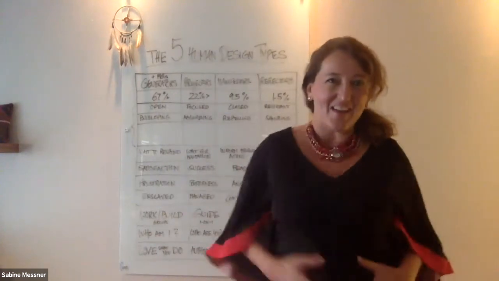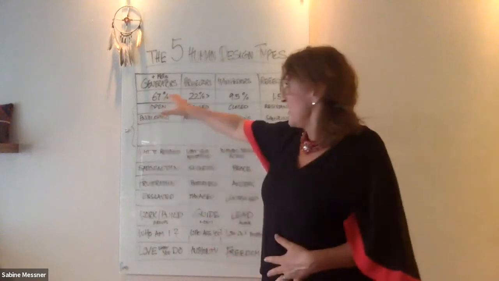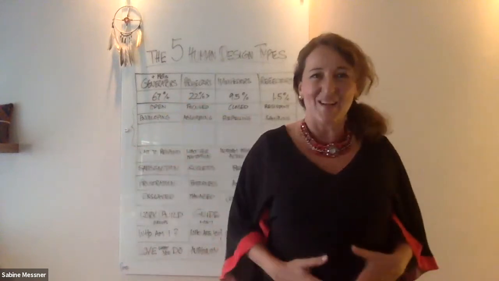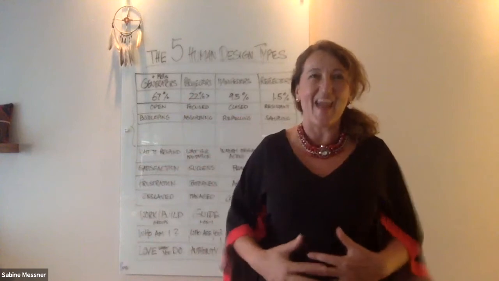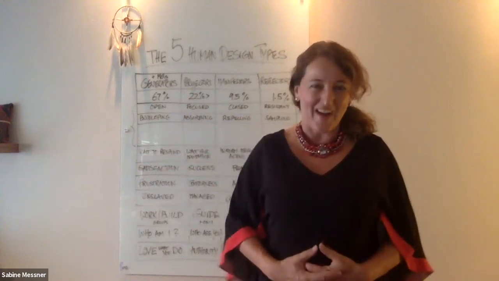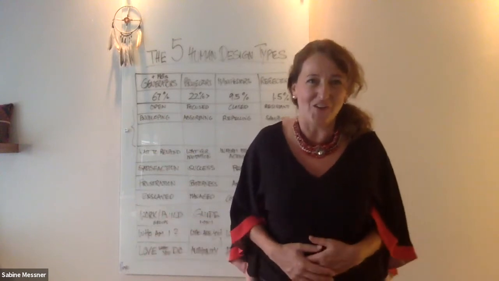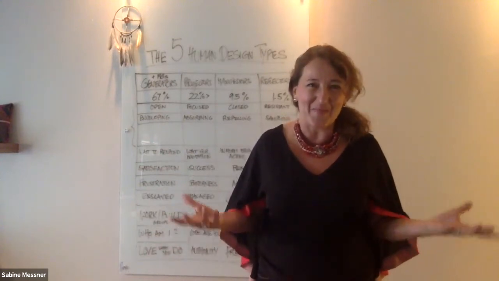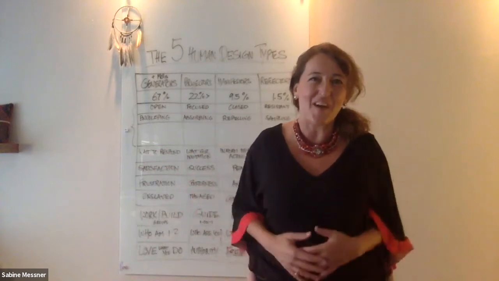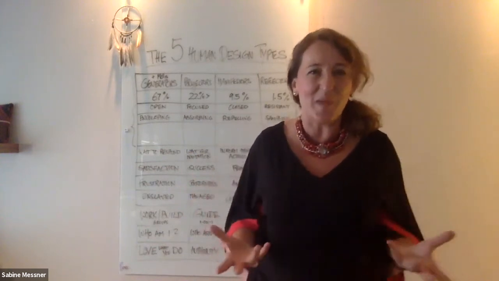That's the generator energy, because what defines the generators, including the manifesting generators, is that they have the second chakra defined. And the second chakra is, of course, also where the goddess energy comes through. This is where the divine feminine comes through. It's the womb energy.